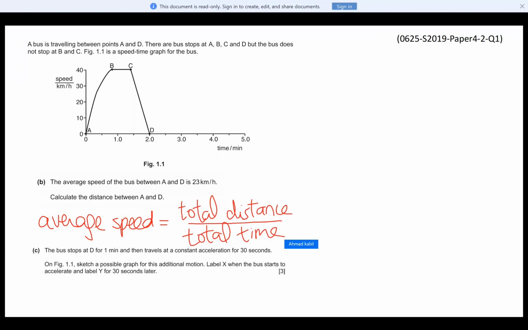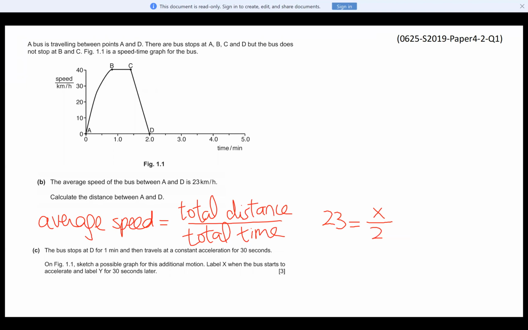Now, the average speed here is 23. So we can write 23 equals the total distance, and this is what we're required to calculate. Let's call it x, over the total time taken to go from A to D, which is 2 minutes.